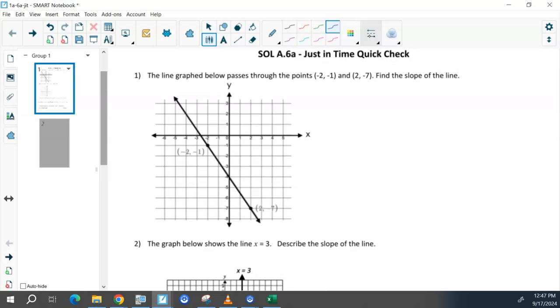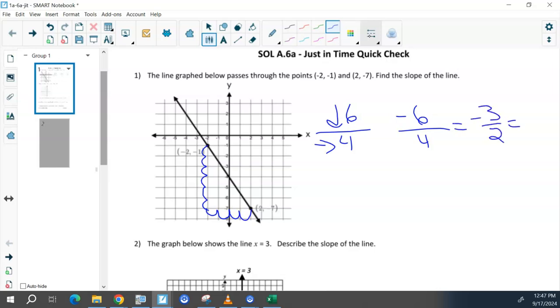If we were counting, we'd be going down 1, 2, 3, 4, 5, 6, and then to the right, 1, 2, 3, 4. So that would give us negative 6 over 4, and we could simplify that to be negative 3 over 2. So that should have been your slope.